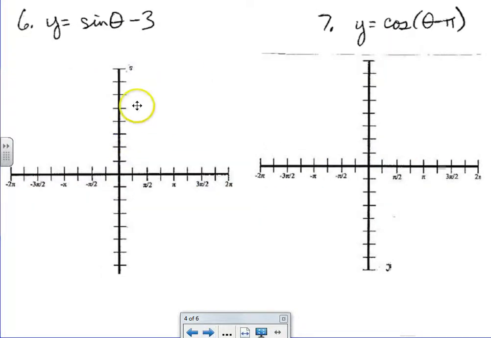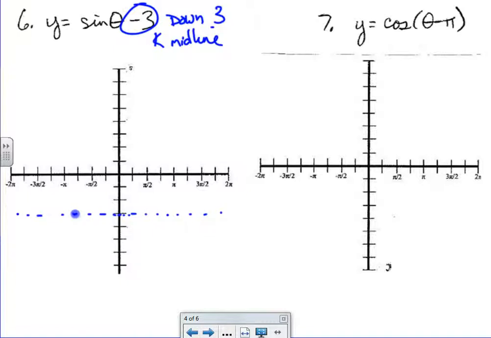Okay, number 6. This shift means that we have a vertical shift of down 3, which also means my k, my midline, is now at -3. So here's -3. That's my new midline. My amplitude, however, is still a 1. That has not changed. So my upper line is now here at -2. That's kind of weird. And then my lower line is at -4. Okay, pretend it's at -4.